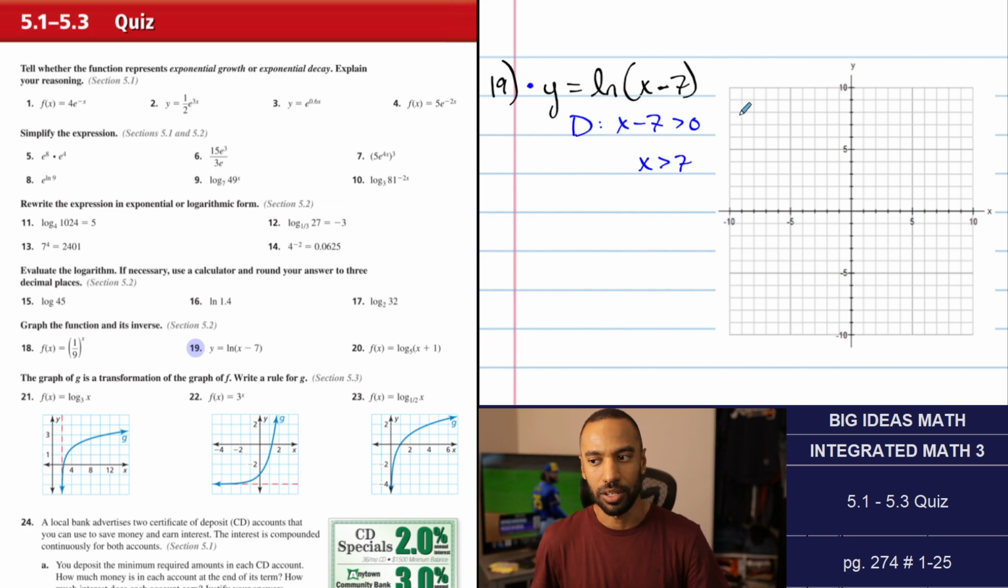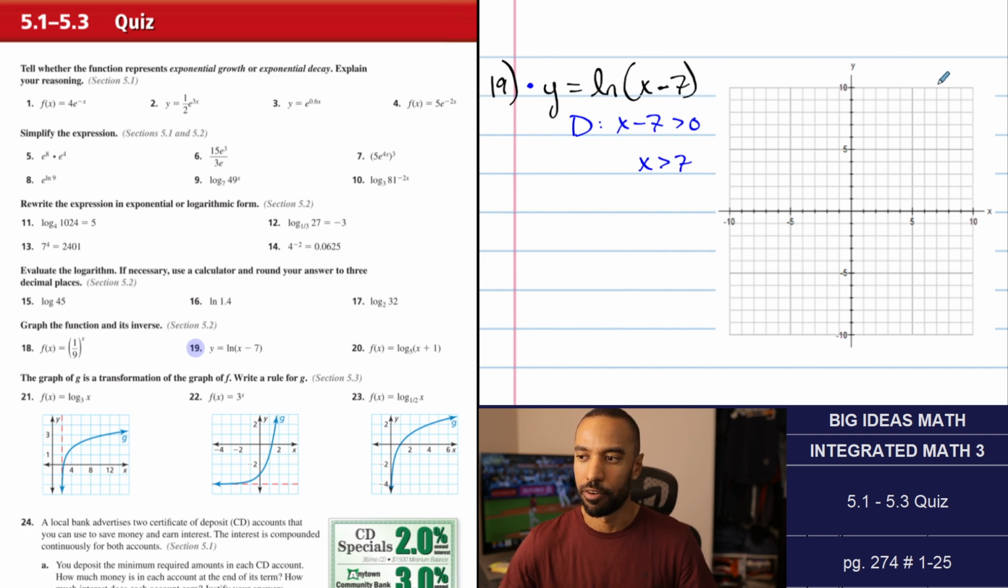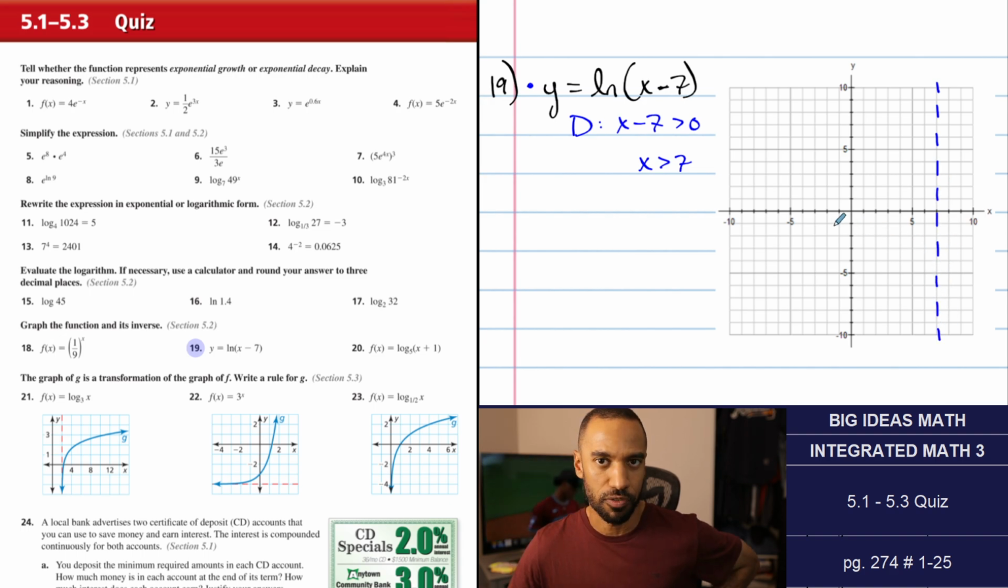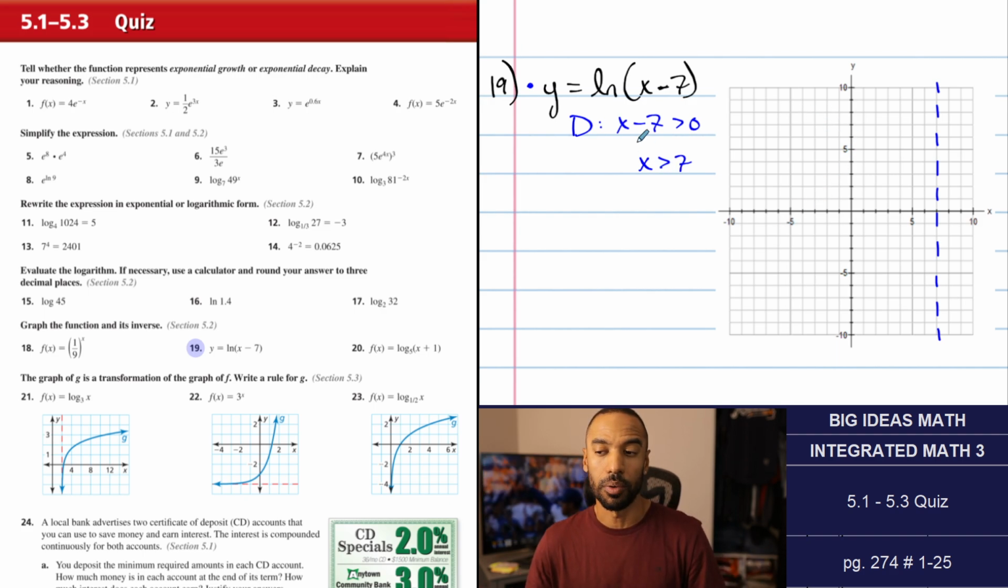This is the inkling of how this graph works. X is greater than 7 means we have a vertical asymptote at x equals 7. Now, I wish it were a different number because we really can't plot many points in this direction. It also means we can't plot many points on its inverse function, unfortunately. So we'll just say what we can on this.